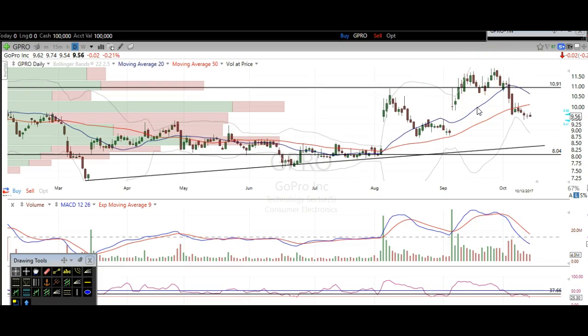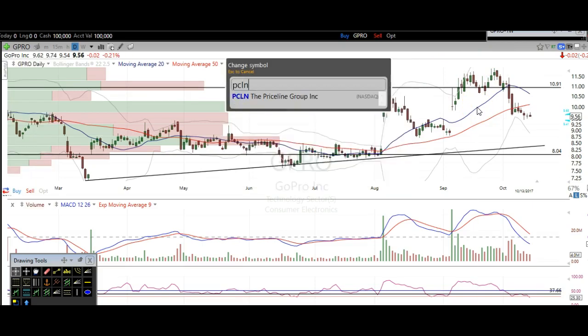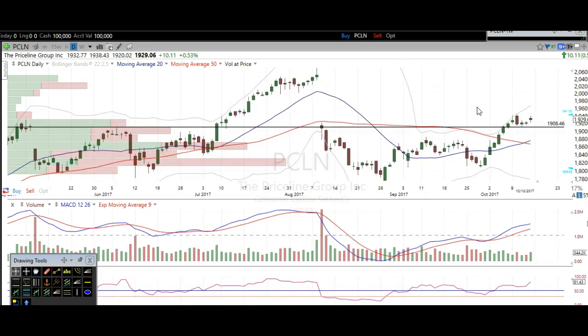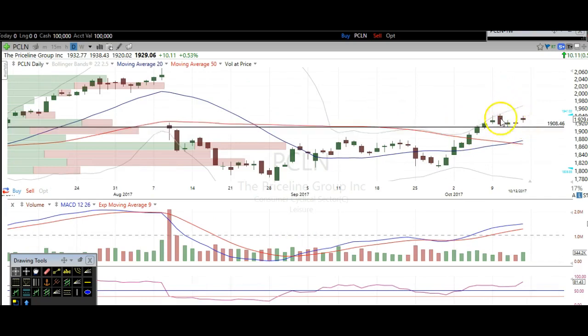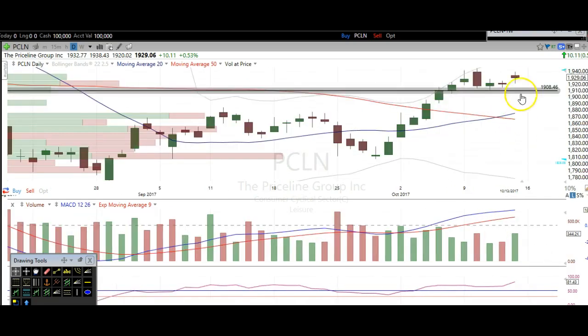The next one we're going to take a look at is Priceline, and Priceline is acting really well here. We broke over this gap down right here on earnings. You can see that, and now we're using it as a level of support. You can clearly see it reacting to it right there. And on Friday, we got a really nice gap up over the previous 2 days' highs. I think that's a really good sign.